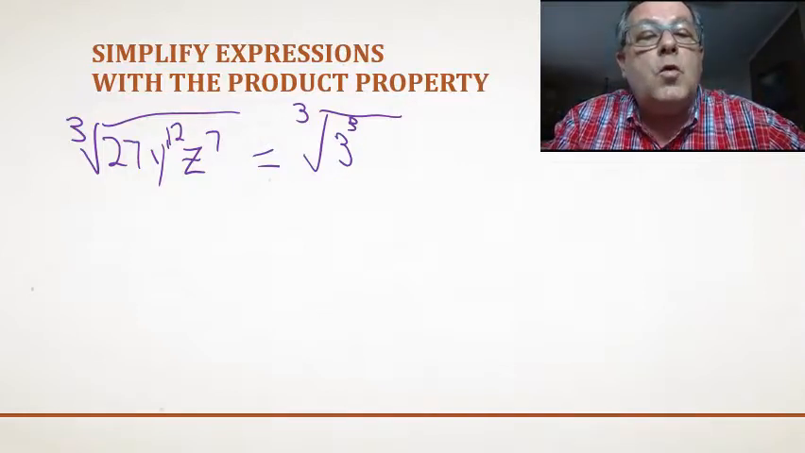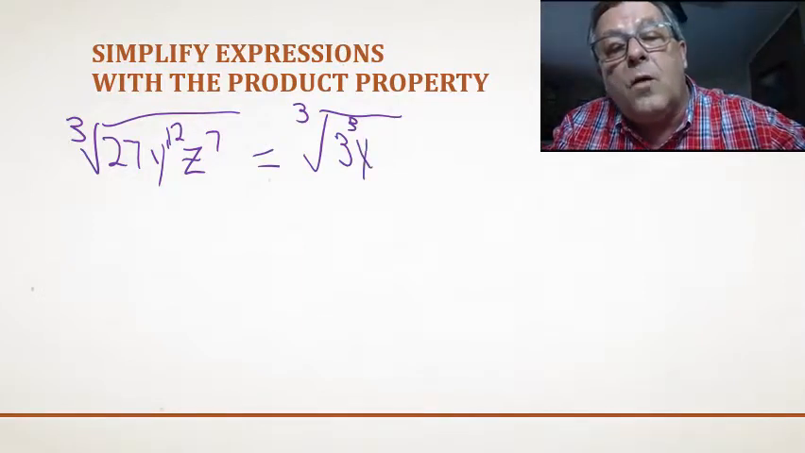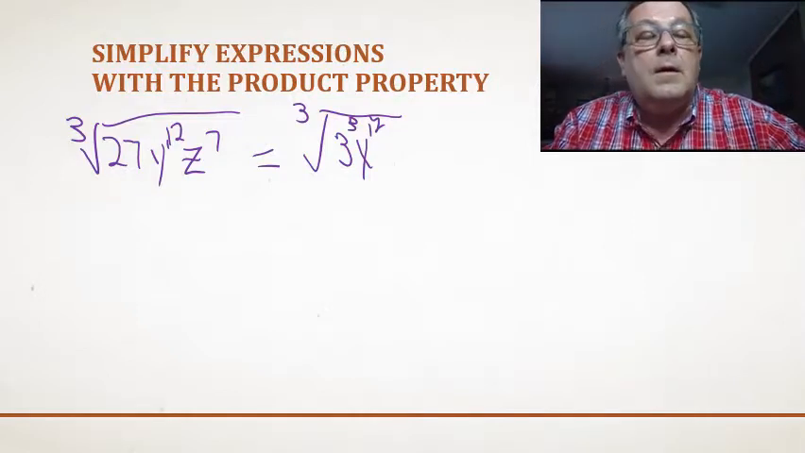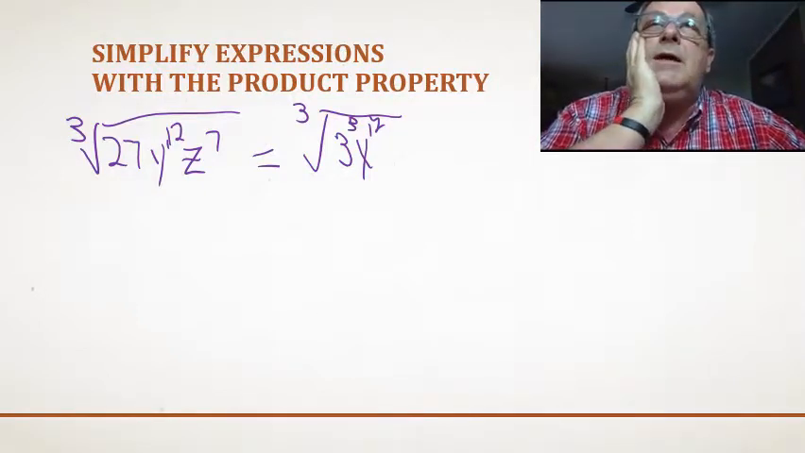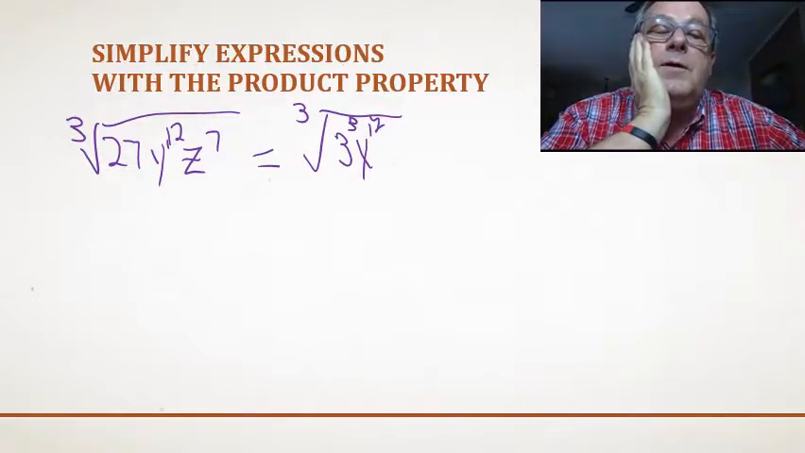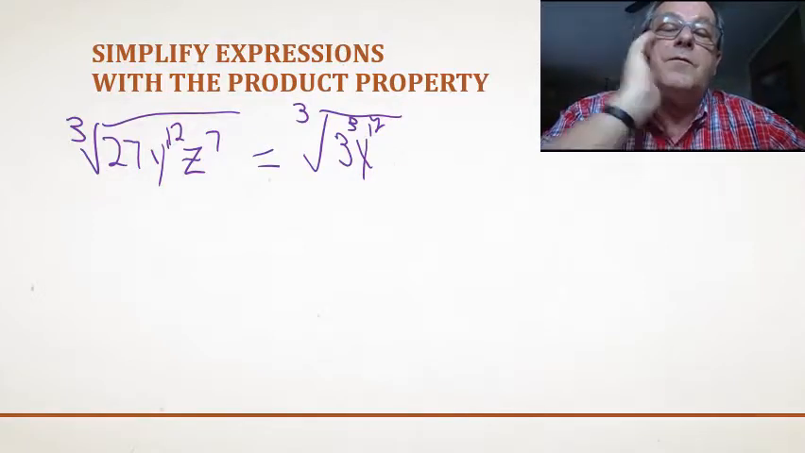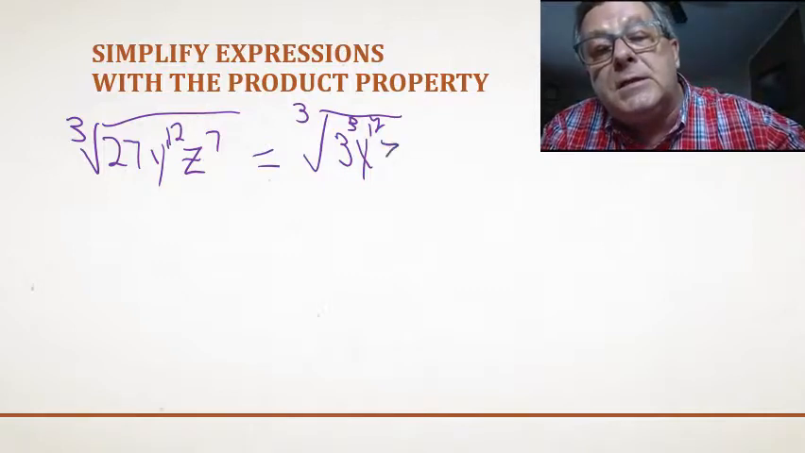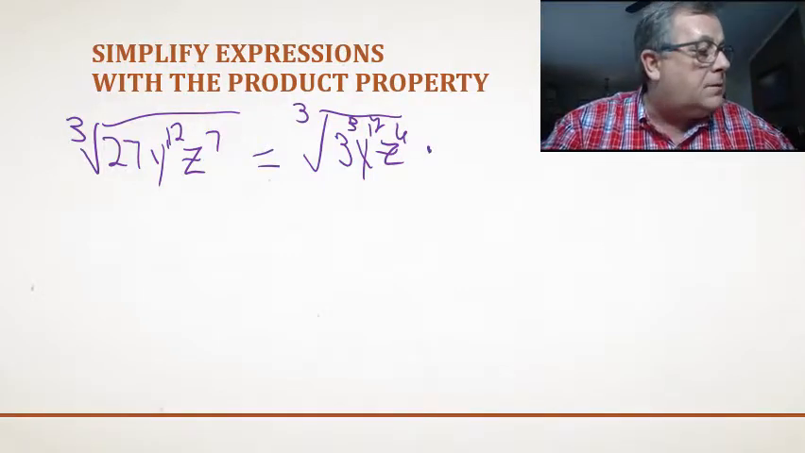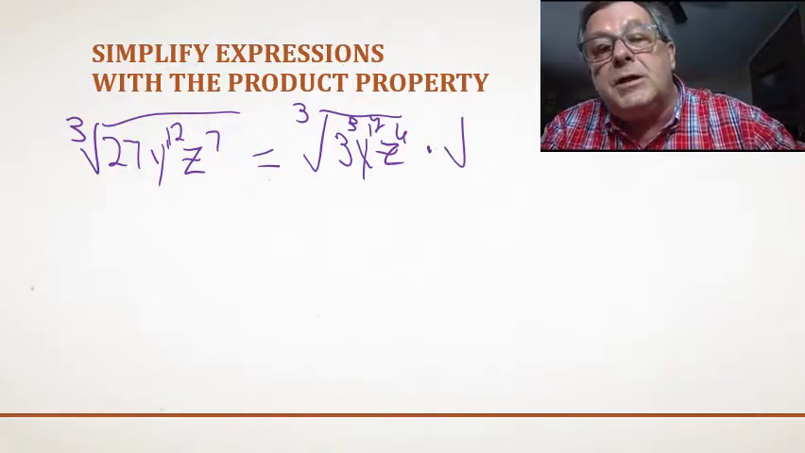Y to the 12th. Well, 12 divided by 3 is 4. That's going to go in there evenly, so I'm going to leave this y to the 12th right here. And z to the 7th power. So 7 divided by 3 goes in there 6 times with 1 left over. So I could say z to the 6th. And then that's going to all be times just the cube root of z.